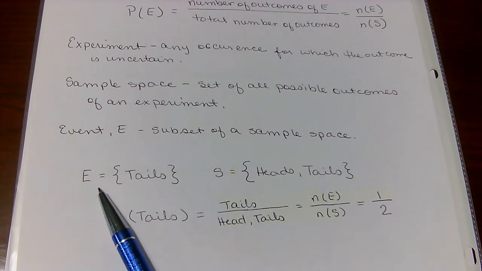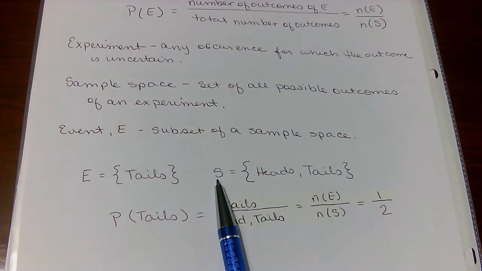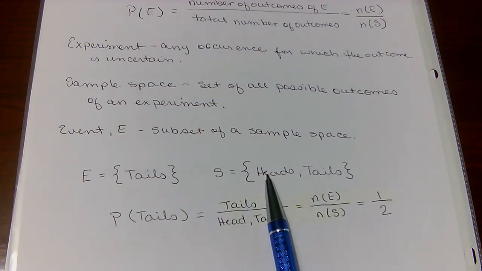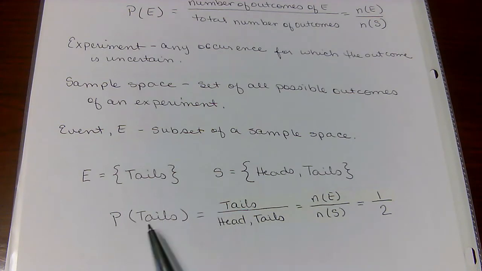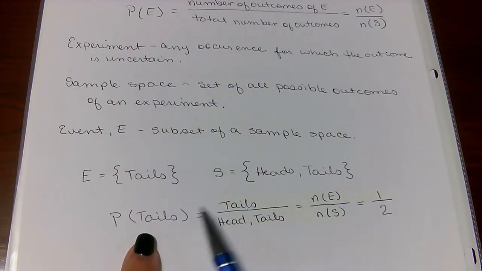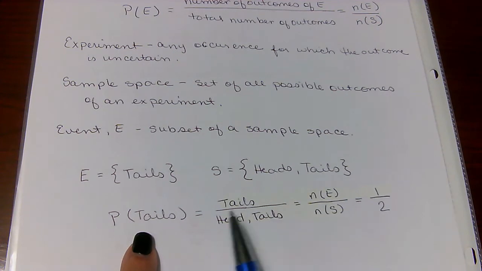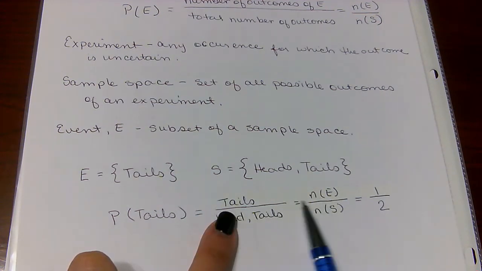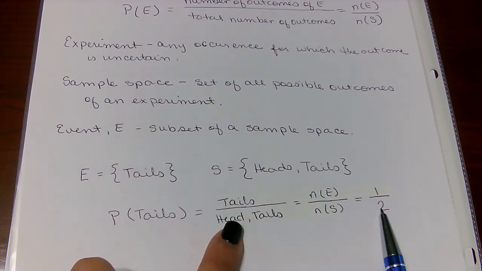In this case here, we call the event tails, and the sample space would be the set of possible outcomes. So we could have a heads if we flip a coin, or it could be a tail. The probability of being tails is going to be tails divided by the number of outcomes possible, in this case heads or tails. The cardinal number of that event would just be 1, and there are 2 possible outcomes. So we have a 50-50 chance of getting tails.